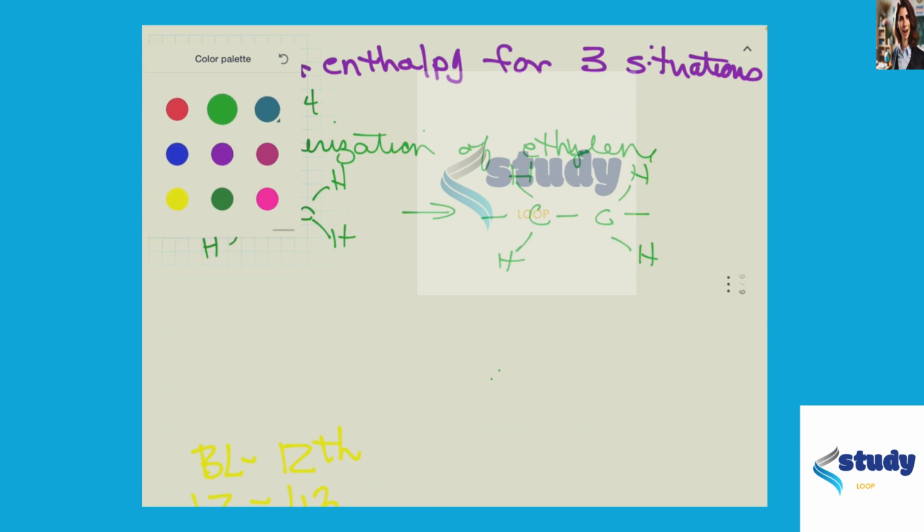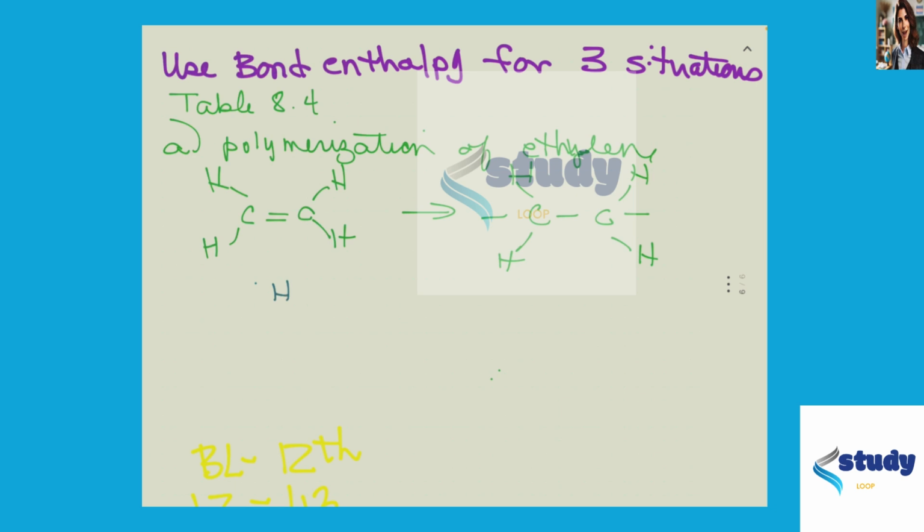And let's remember that when we're using bond enthalpies, I'm just going to write this as a reaction now. Let's switch colors. I've got H2C double bond CH2 going to H2C, CH2. And we find our formula, our heat is going to be equal to reactants, and this equation will be the same for all.